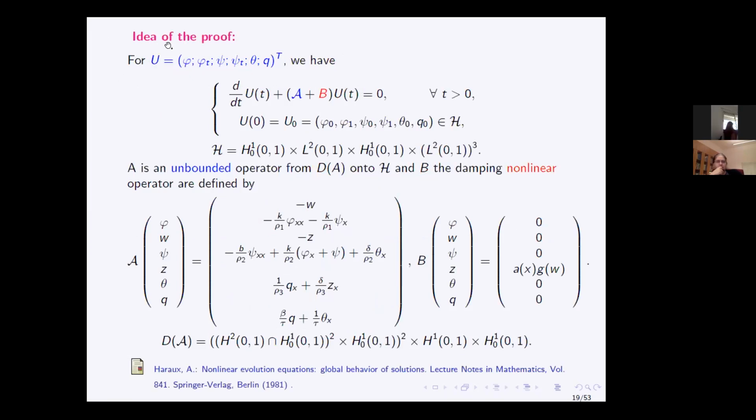Idea of the proof: in order to prove the existence and uniqueness of the solution, we need, first of all, to write the system in this form and prove that the operator A is a maximal monotone operator and B is a nonlinear Lipschitz operator, in order to apply the Hille-Yosida theory and prove the existence and uniqueness of the solution.